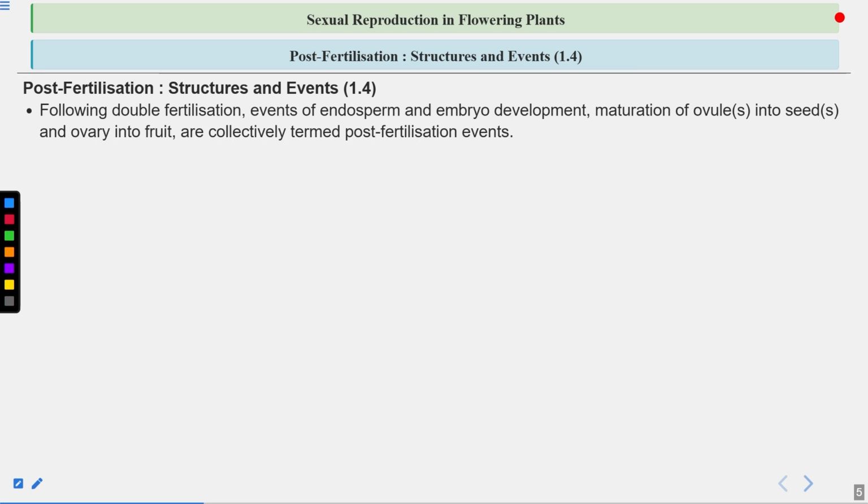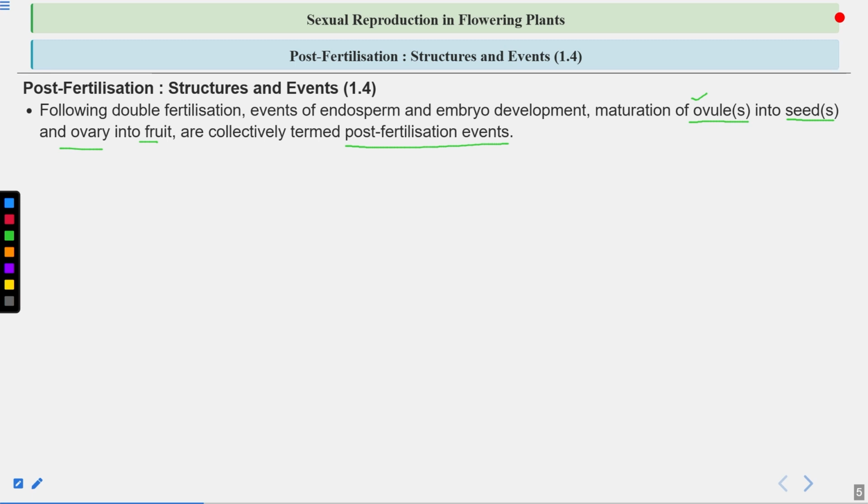But the pistil part, the style and stigma, dry up, but the ovary swells up and forms the fruit. And inside the fruit, what is there? Inside the fruit, we have ovules, and after fertilization, these ovules change to seed. Ovules change to seed, and ovary into fruit. So this change comes under the post fertilization events. All these changes which we have discussed just now are post fertilization events.